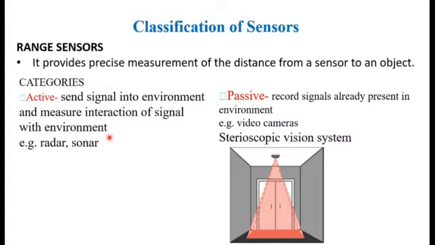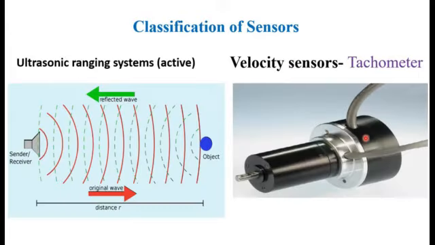In the case of active range sensors, these sensors send signals into the environment and measure the interaction of the signals with the environment, for example radar or sonar sensors. But passive sensors record signals already present in the environment, for example video cameras. A video camera records the physical signals present in the environment only. So these are the passive sensors.